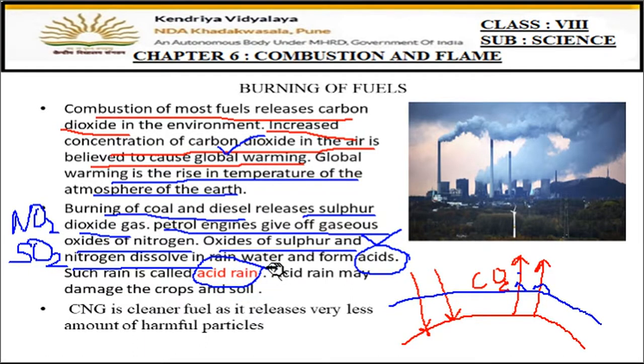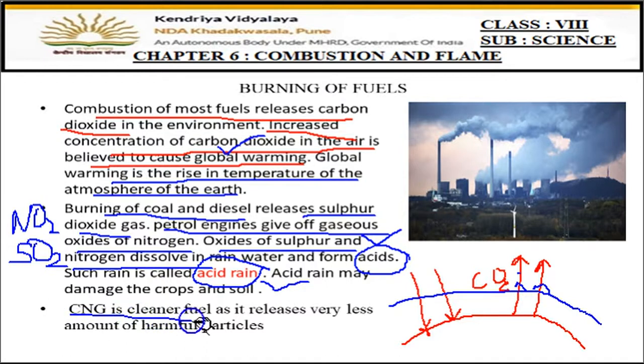And you all know acid is so much harmful that acid can burn the plants, damage the buildings, and cause skin problems in humans also. Okay. So this is all about acid rain. So burning of fuels can lead to acid rains, greenhouse effect, global warming. These are the effects of burning the fuels.